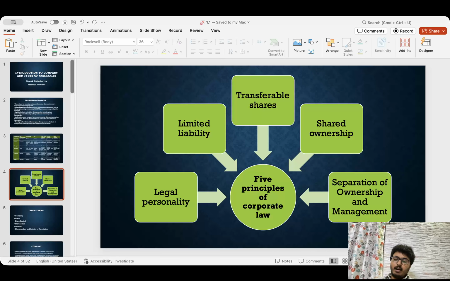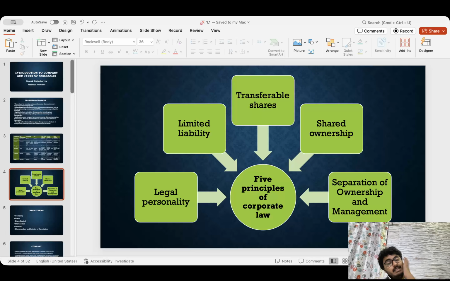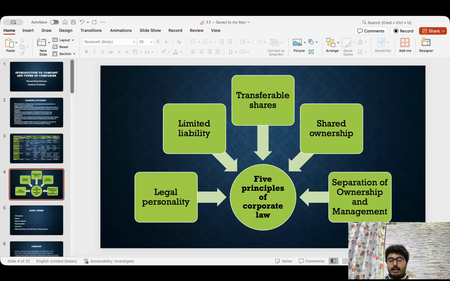Now come to the 5 principles of corporate law. So these are the 5 fundamental principles of our company law. The first is legal personality. So what is legal personality? Legal personality means a company has a separate legal identity, and this identity is distinct from its owners. Second is limited liability. The shareholders are liable only up to the unpaid value of the shares.